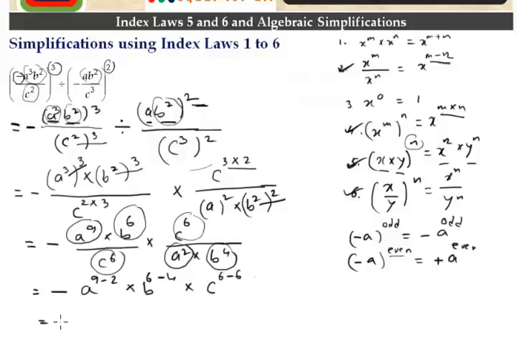So now we are getting minus a to the power 9 minus 2 is 7, b to the power 6 minus 4 is 2, c to the power 6 minus 6 is 0. So anything to the power 0, this power 0 is only on c, so using index law 3, anything to the power 0 is 1, so this part is 1. So multiplying 1, we will get minus a to the power 7 b square.